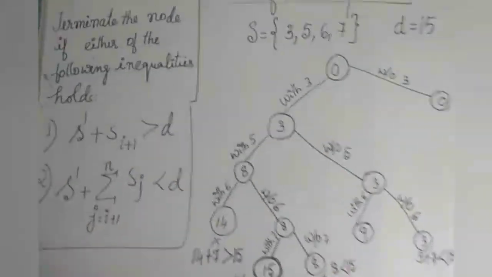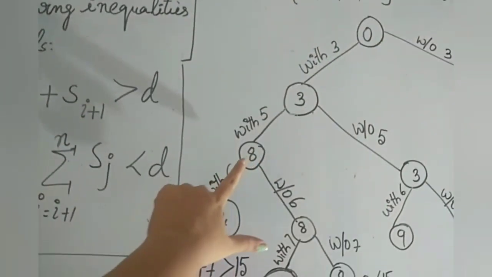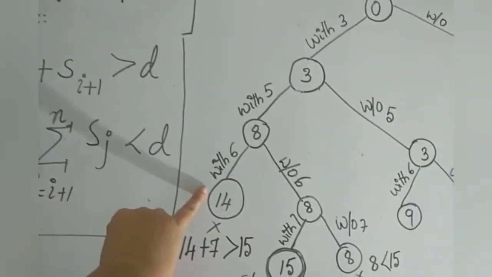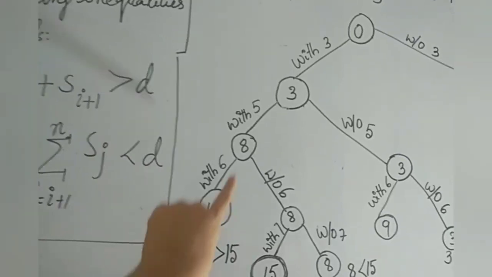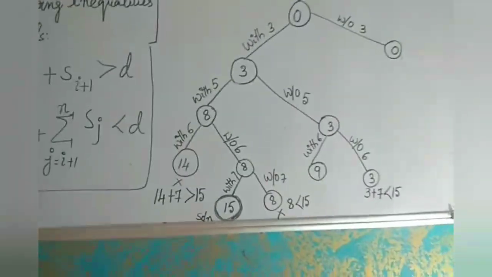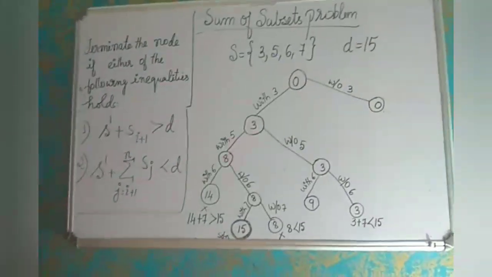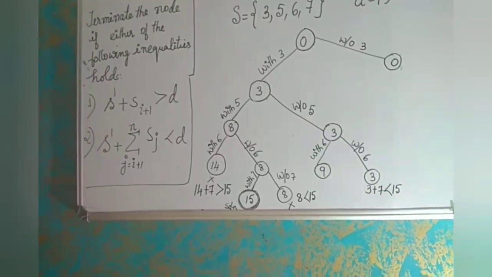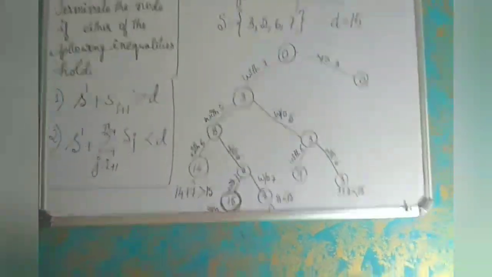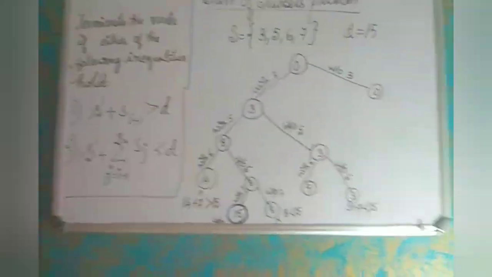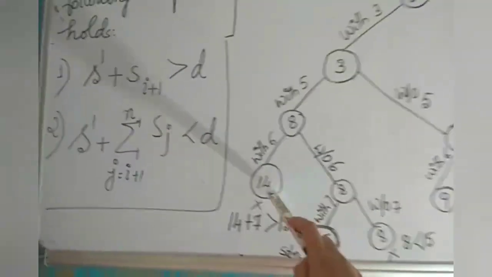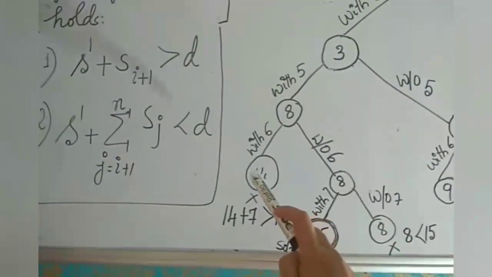So we consider what happens when, for 8, you have to add 6. That is, if you consider 6, then what is the sum? If you don't consider 6, then what is the sum? If you consider 6, then the new sum is 14. If you don't consider, then it is 8, the same as that of the parent, that is 8 itself. So now again we'll continue from here. So this is 8, now this is 14.